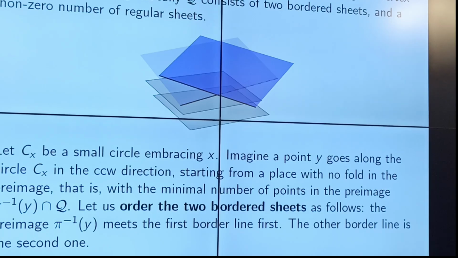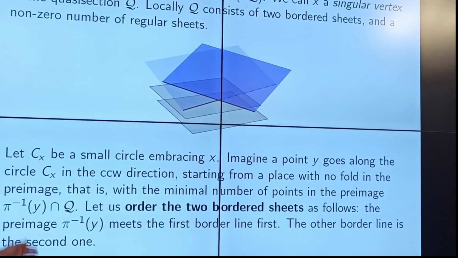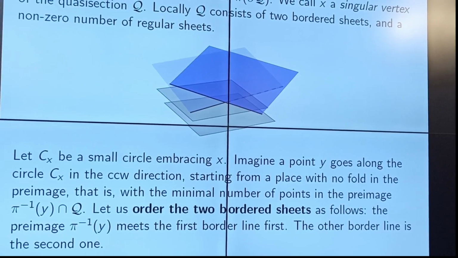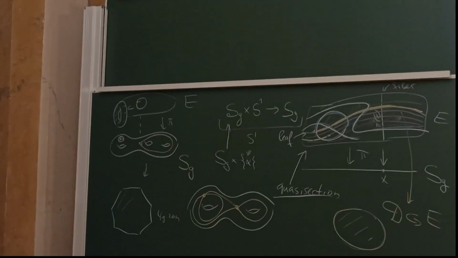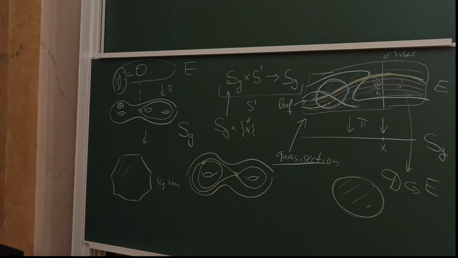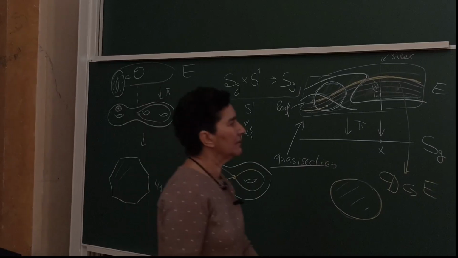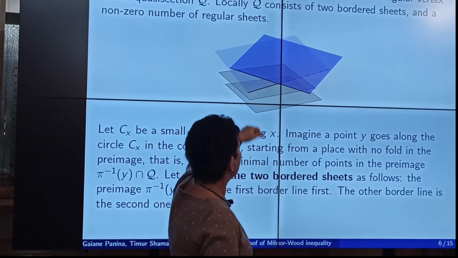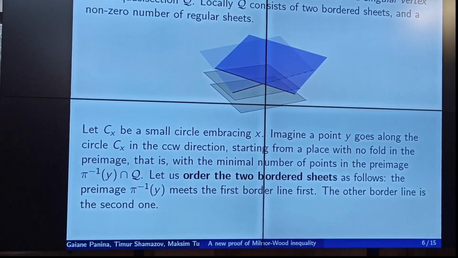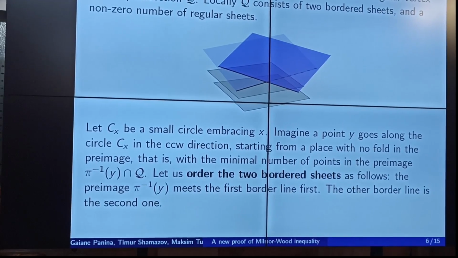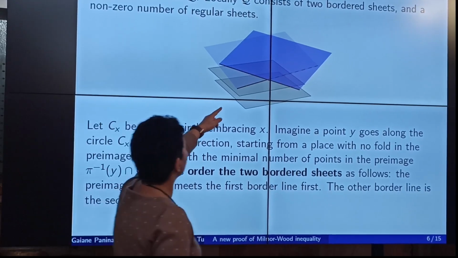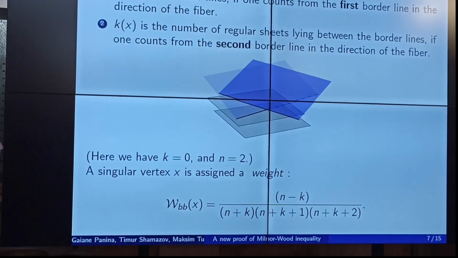Please don't read this. This is, so to say, a legal disclaimer. Everything is in the slides, but it explains that we have some combinatorial data extracted from this picture. Namely, we have an ordered pair of numbers, and these numbers come from these regular sheets.